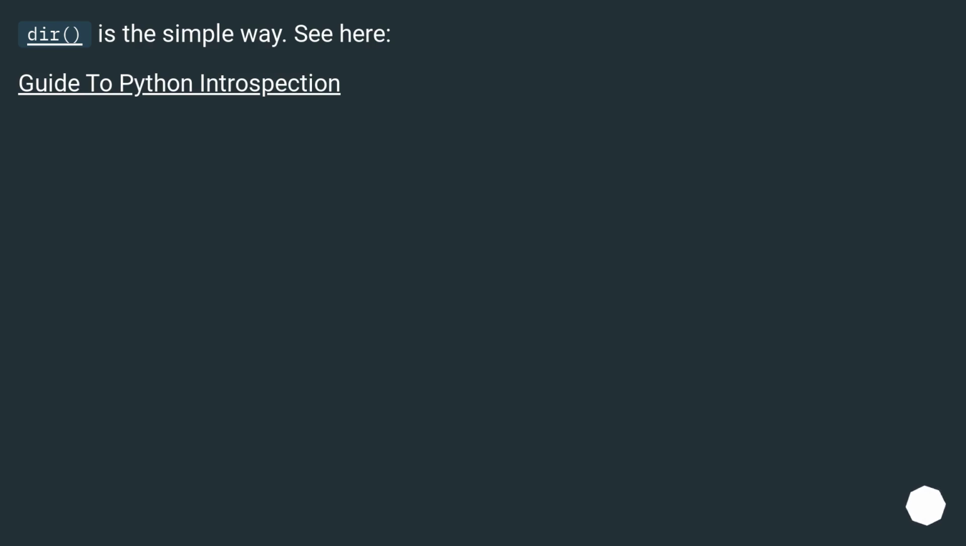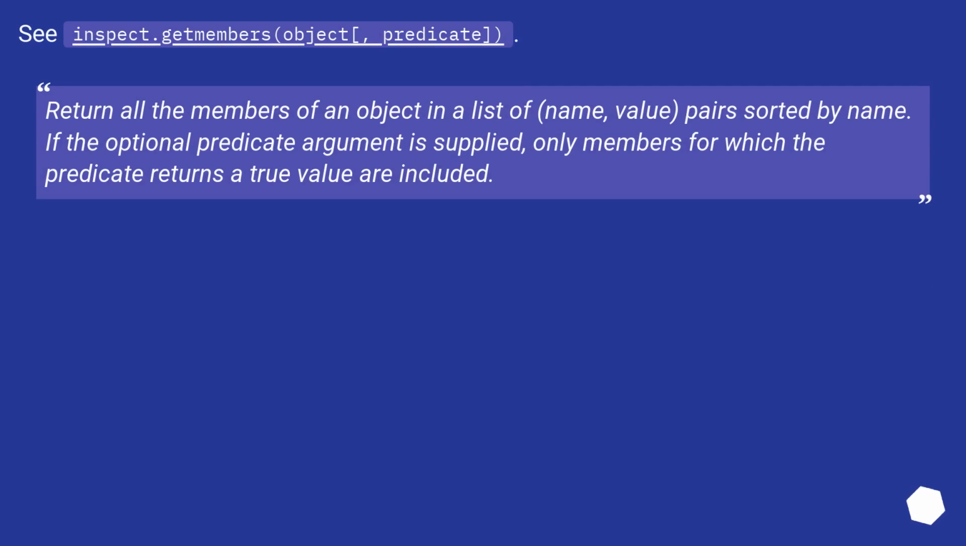See here. Guide to Python introspection. See inspect.getmembers(object, predicate). Return all the members of an object in a list of (name, value) pairs sorted by name. If the optional predicate argument is supplied, only members for which the predicate returns a true value are included.